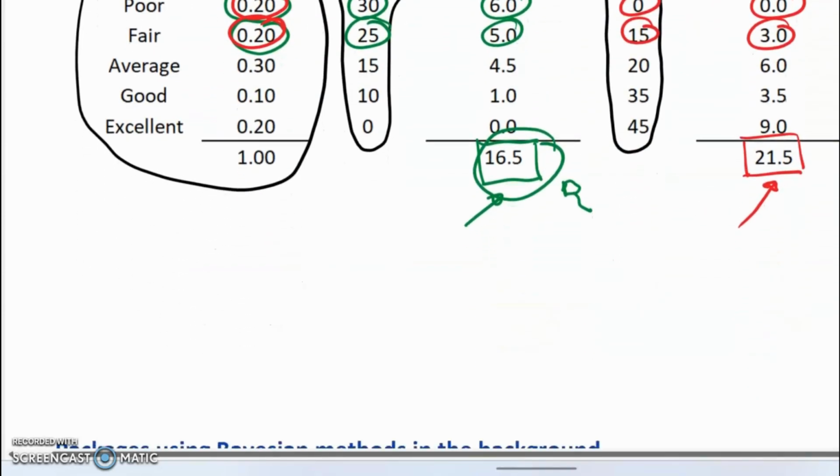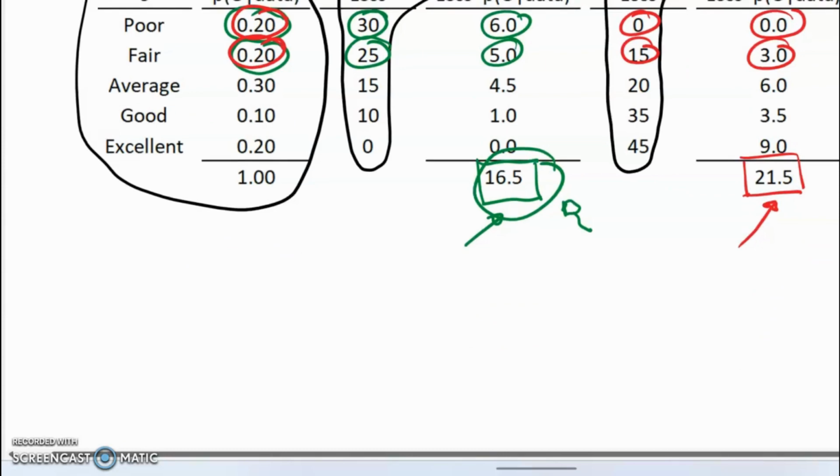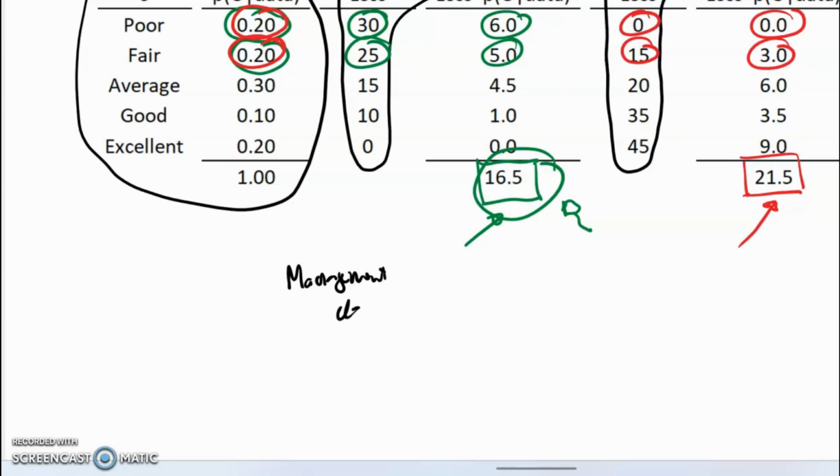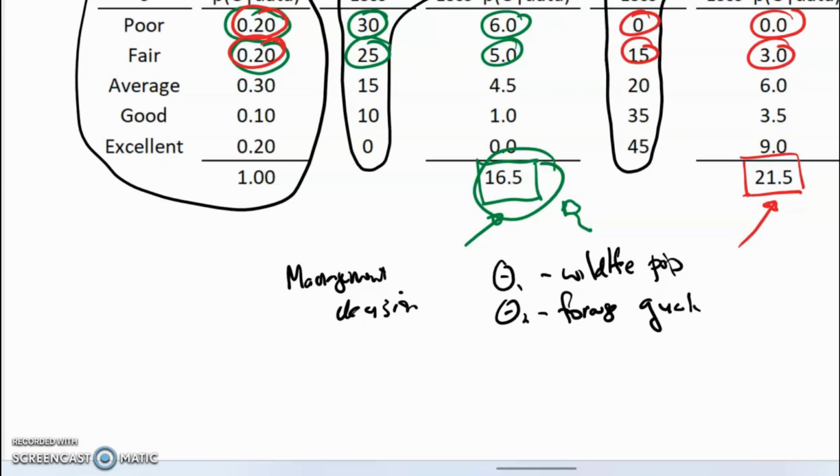Now, if we think about this in a practical setting, one could imagine a scenario where one is going to make some sort of management decision. And that's going to affect a bunch of things, and we can represent those by thetas. So the first might be some wildlife population. The second one might be forage quality. And the third one might be some measure of recreation value.